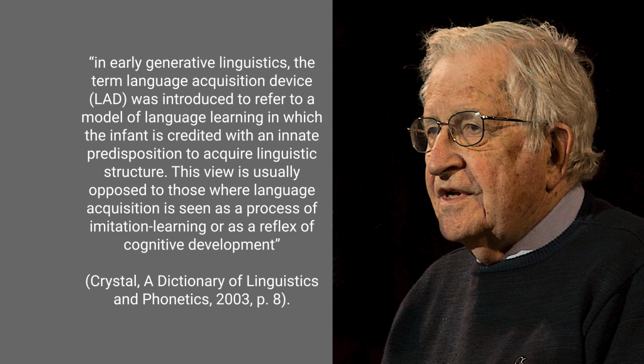This view is usually opposed to those where language acquisition is seen as a process of imitation learning or as a reflex of cognitive development. A child uses the language acquisition device to make sense of what he hears around him by deriving data from speech and the kind of sentences being used and how they are being constructed. The knowledge gained is then used to produce sentences that start a process of trial and error. The child eventually learns a set of generalized rules governing how sentences are formulated. If you have a look at the illustration of the language acquisition device, this is quite visible.